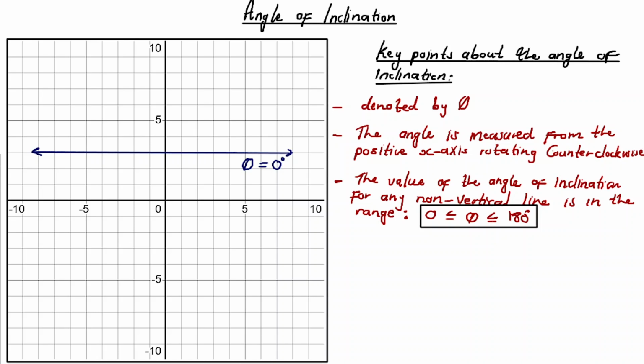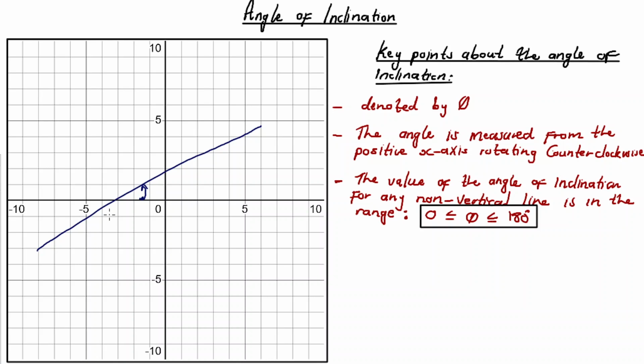So the most important takeaway here is that the angle of inclination is always measured from the positive axis rotating anti-clockwise. So maybe let's have another instance. Let's say I have a line like this. Your angle of inclination is going to be measured like this, always from the positive axis.